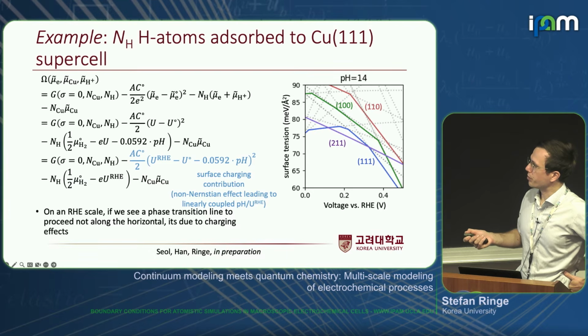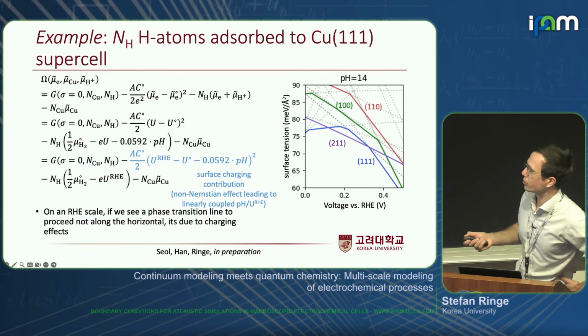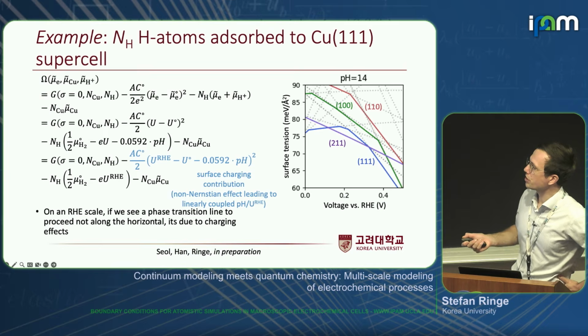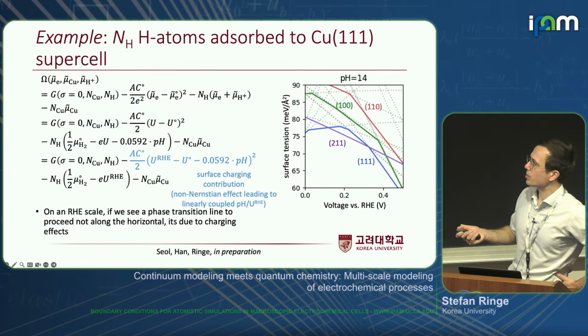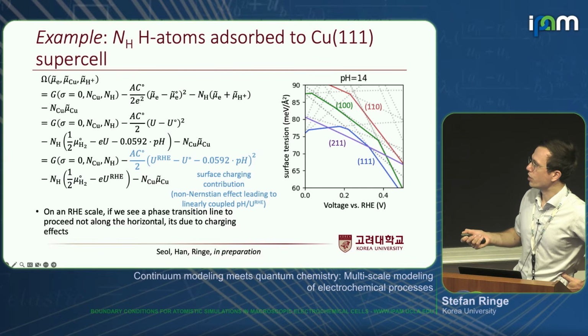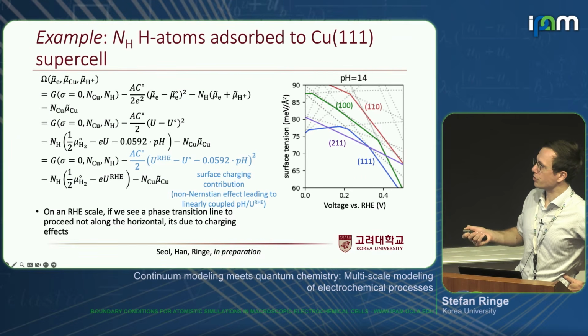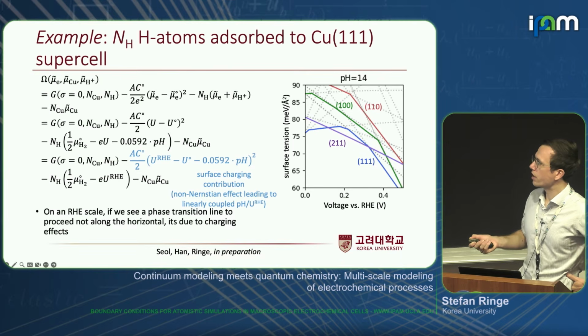We can then also convert this to the SHE scale. This is the absolute electrochemical potential, but we can convert this to a standard hydrogen electrode voltage, because this is just a difference, so we can convert it easily. And then we have here also the U versus SHE.